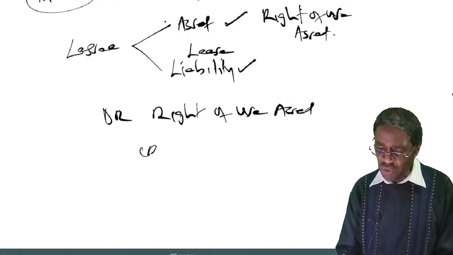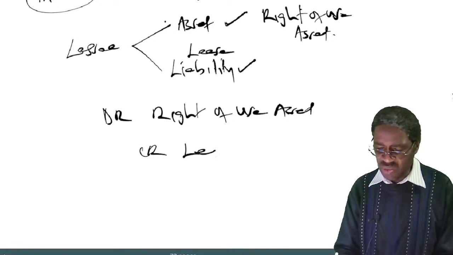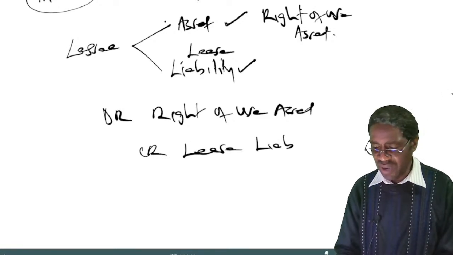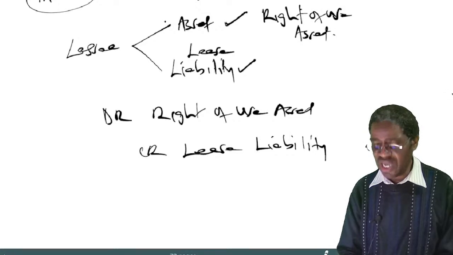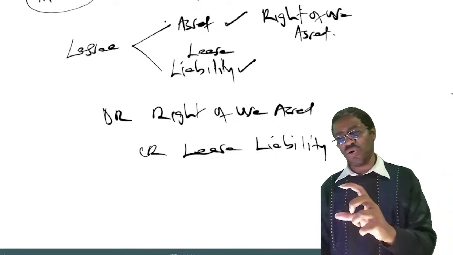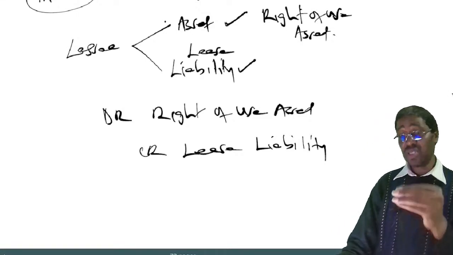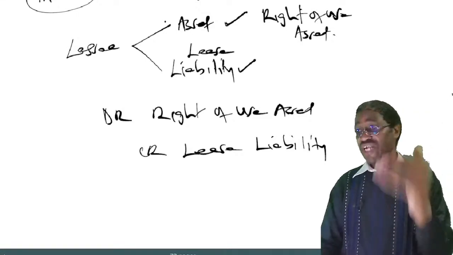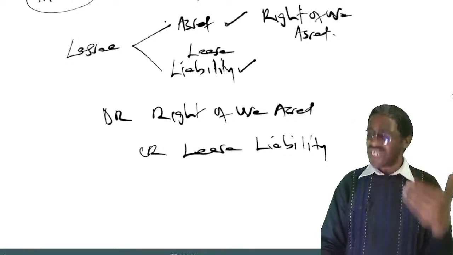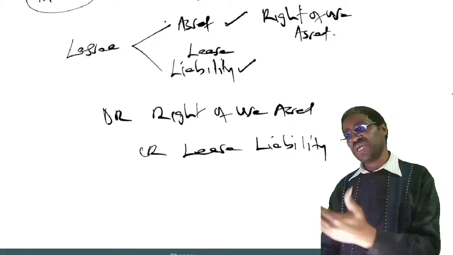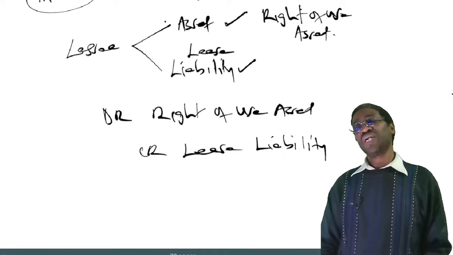Then with the amount of the liability, you're going to credit what we call lease liability. So that's how we record the value of the asset. You take it as an asset, you debit an account called right of use asset, and for the liability, you credit the account called lease liability.